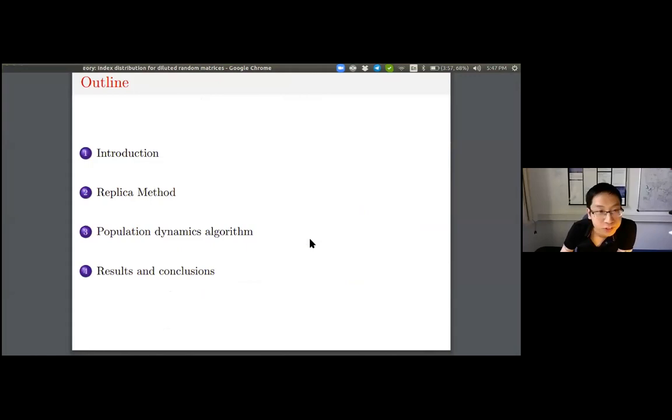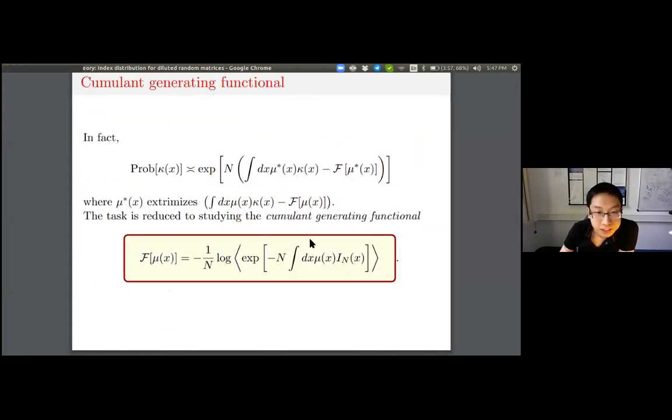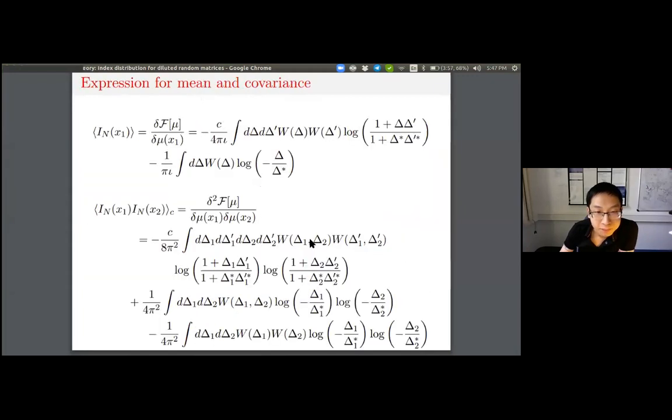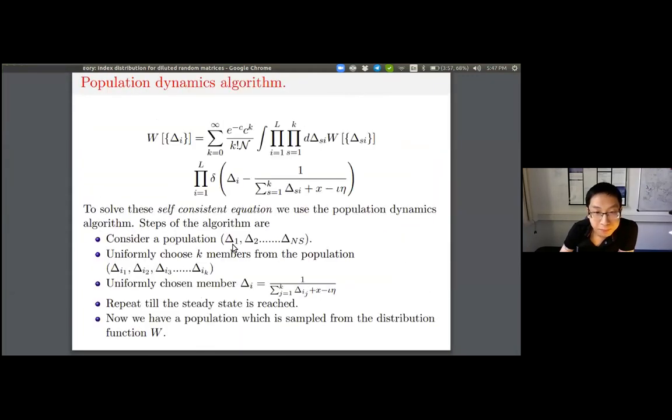Thank you for the talk. I just have one question regarding the population dynamics algorithm. You said something about a member from an ensemble. What do you mean by member here? Is this a graph from the ensemble of graphs that you generate? I just ask because I don't know this method. Can you explain a bit?